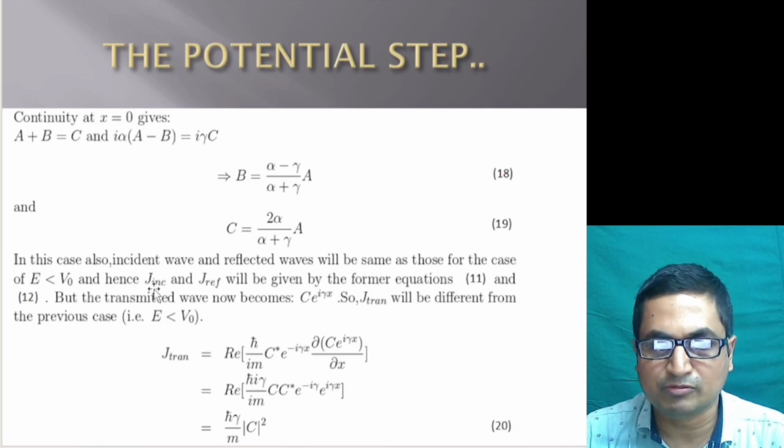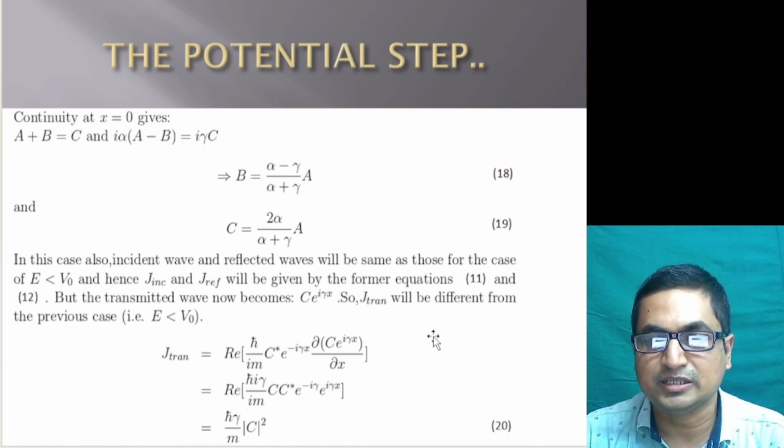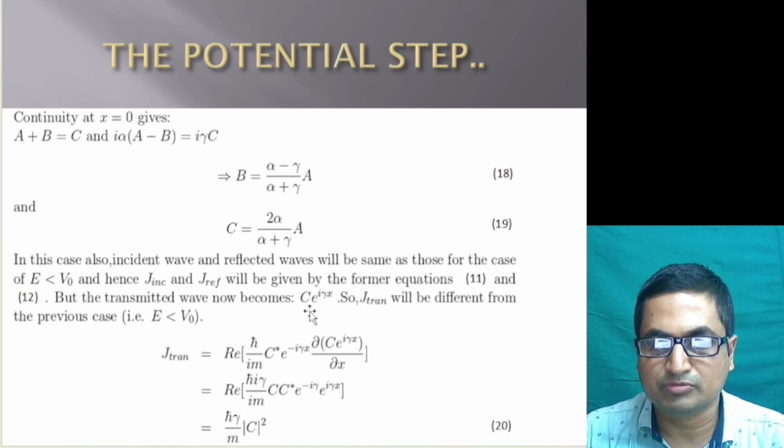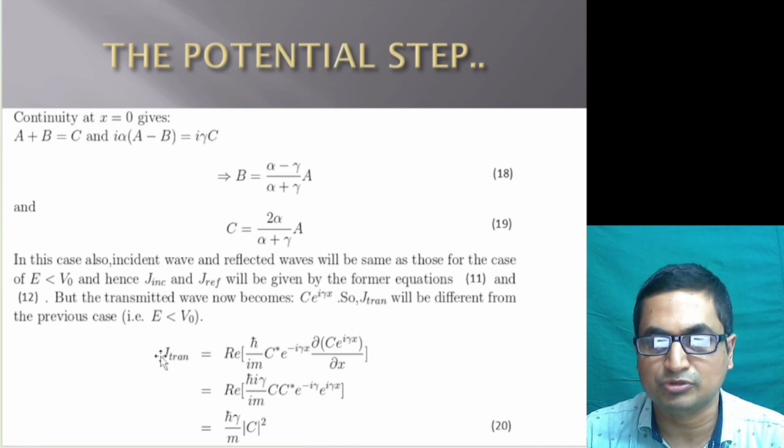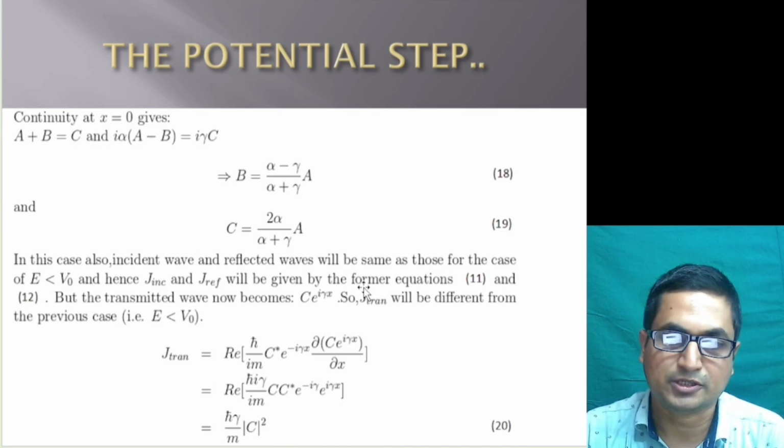So we need not calculate the incident current density and reflected current density, because the wave functions related with them are the same as in the case E less than V naught. So with this transmitted wave c to the power i gamma x, we can now calculate the transmitted current density, which is given like this. Doing all these things we find that the transmitted current density is h cross gamma by m, c modulus squared, as given by 20. In the earlier case this transmitted current density was equal to 0 because the wave function was a real one, which was given by c to the power beta x.